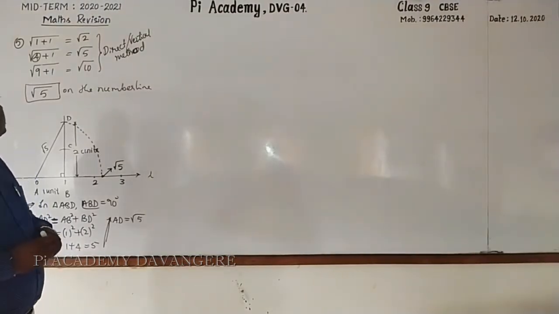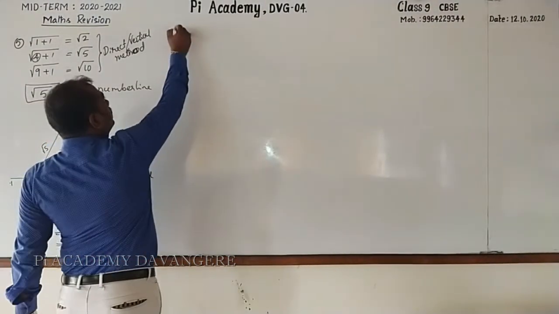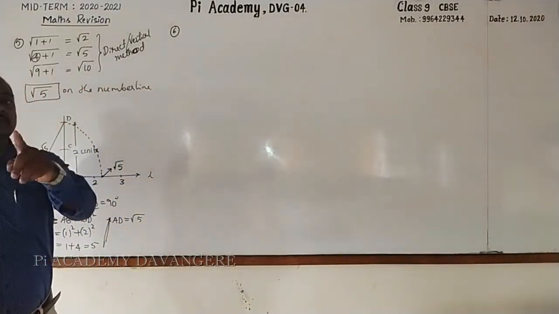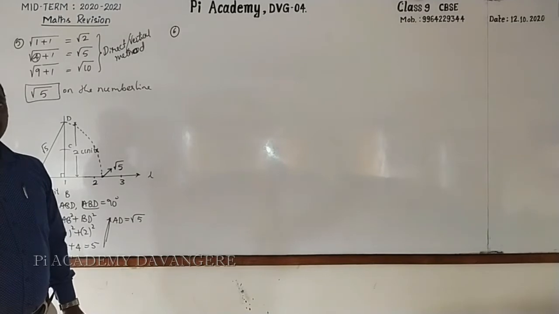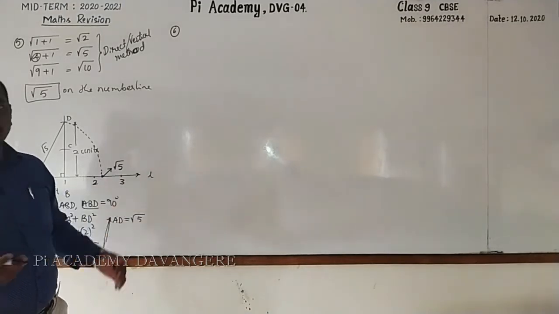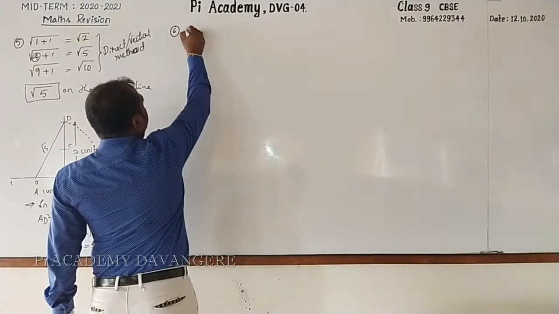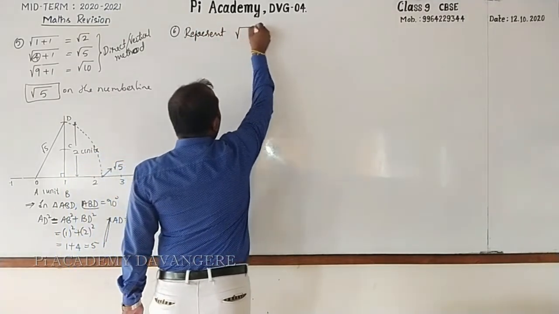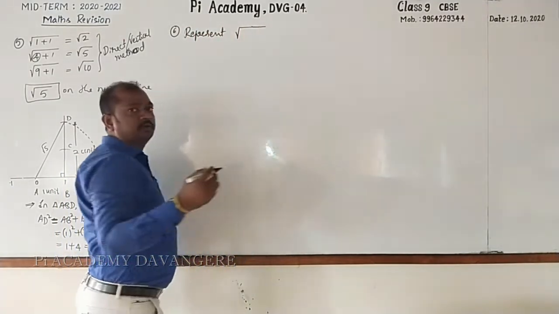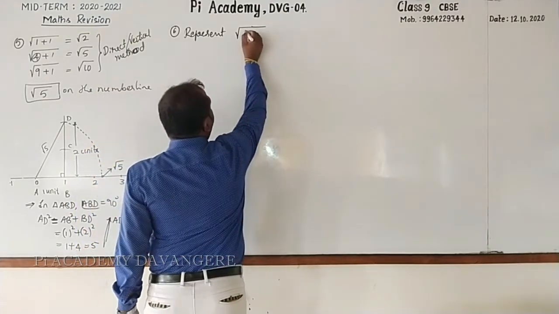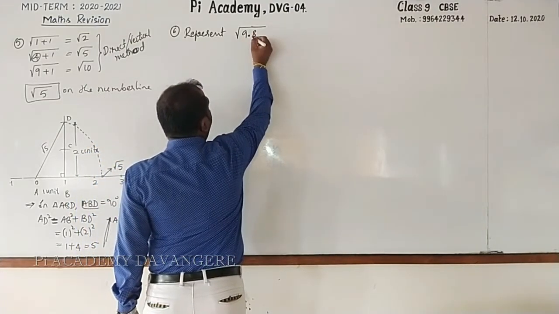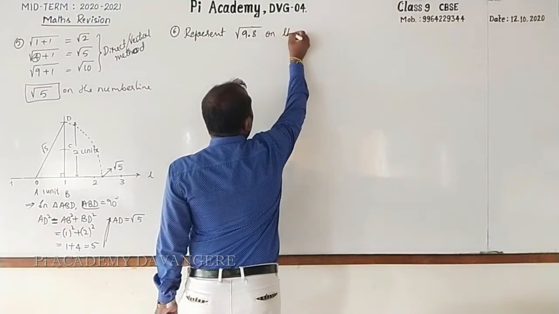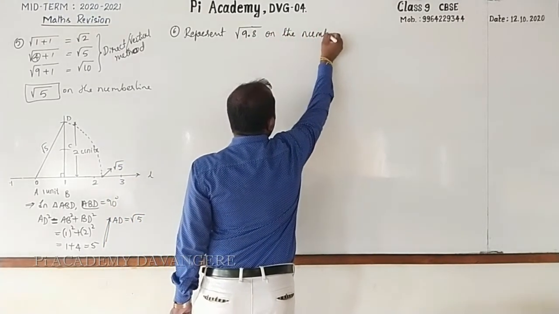Dear students, the sixth concept. What is that? It is representing square root of decimal numbers on the number line. You know how to represent. Let's go for recalling this. Represent square root of a decimal number. Let us take 9.8. Represent square root of 9.8 on the number line.